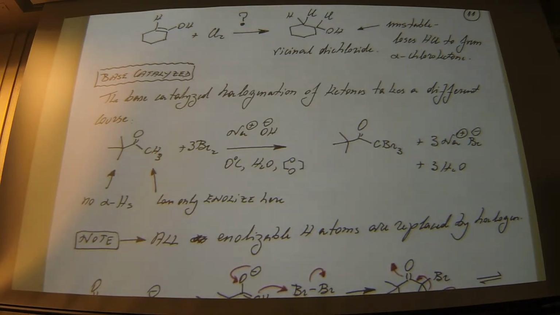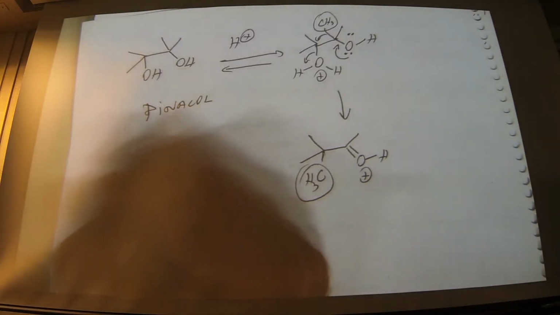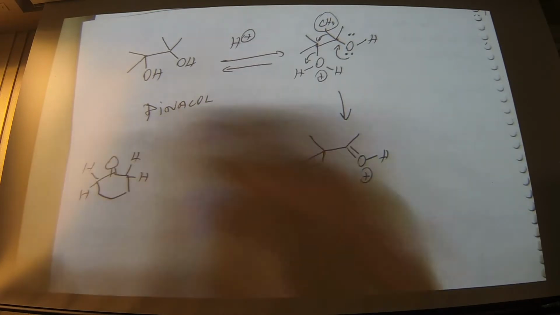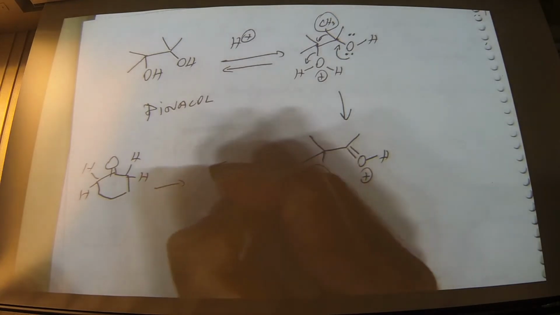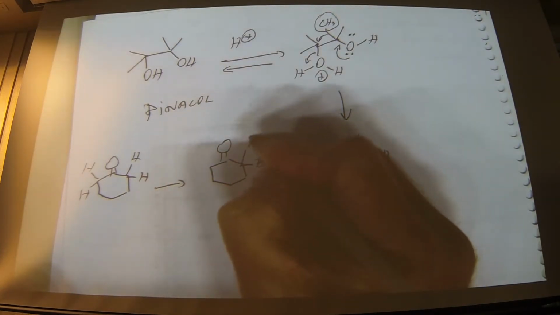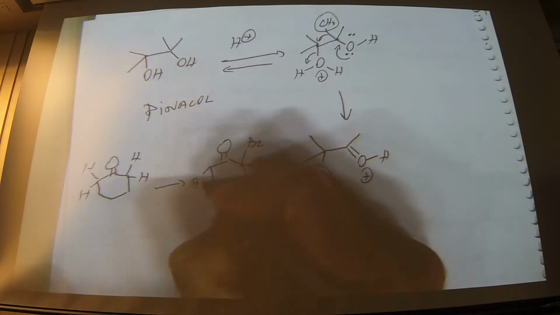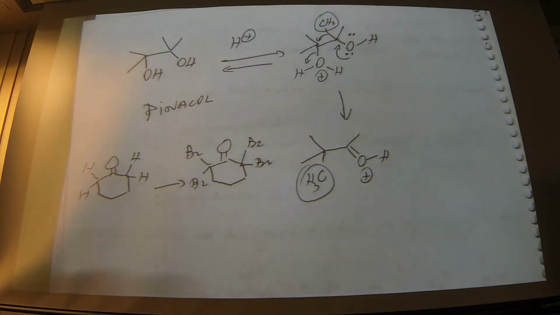So if I did the same reaction, not with pinacolone, but with cyclohexanone, the same reaction that we did before, how many enolizable protons do I have in cyclohexanone? Well, count them up. I've got 4. So if I treat this with base and bromine, I'm going to end up with a tetrabromo cyclohexanone. All enolizable protons here are going to be exchanged with bromines in base, not in acid.